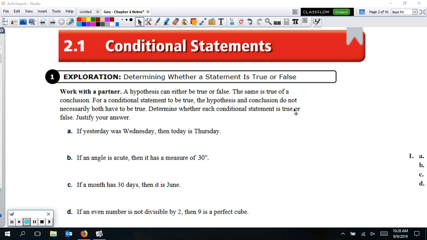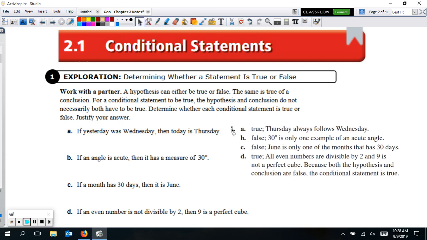Okay, so let's go ahead and look at these. So letter A. If yesterday was Wednesday, then today is Thursday. Is that true or false? Yeah, that would be true. In fact, I'll just show you all these right here. Yeah, true. Thursday always follows Wednesday.